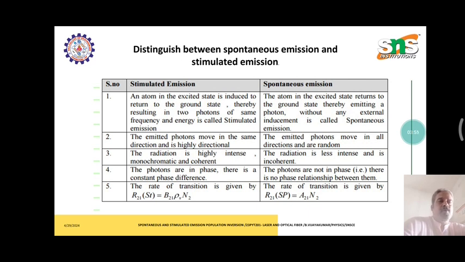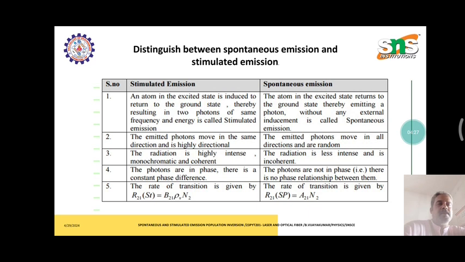Stimulated photons move in the same direction and are highly directional. The emitted photons in spontaneous emission move in all directions and are random. In stimulated emission the radiation is highly intense, monochromatic and coherent; in spontaneous emission the radiation is less intense and incoherent. In stimulated emission the photons are in phase, with a constant phase difference. In spontaneous emission the photons are not in phase, and there is no phase relation between them.